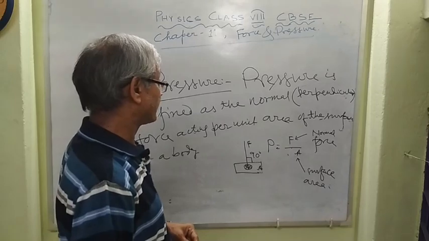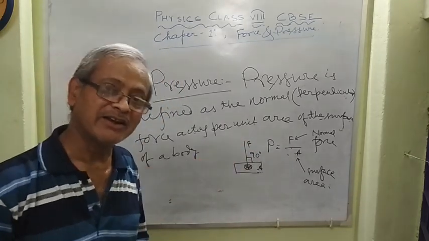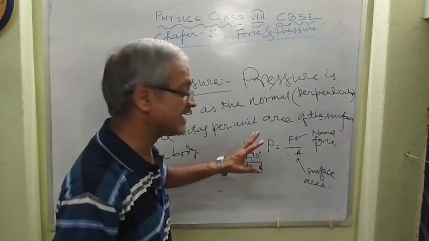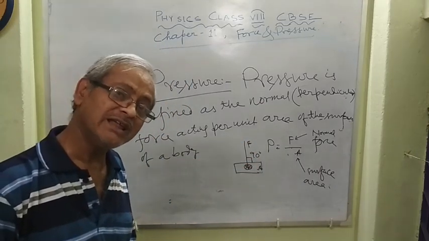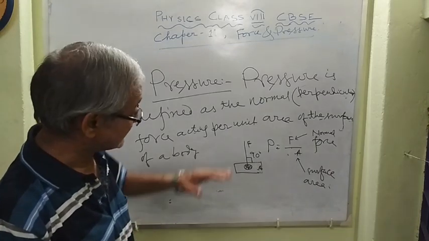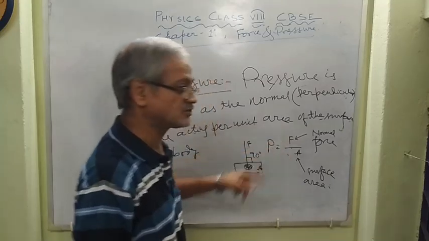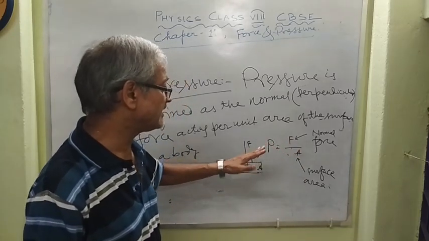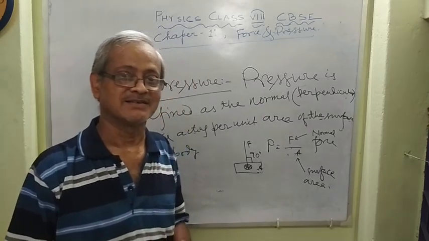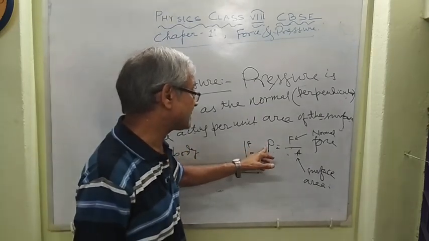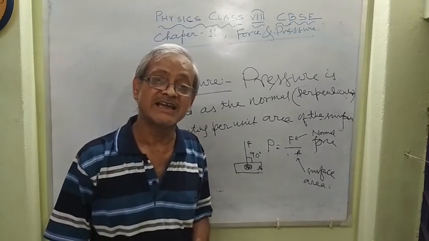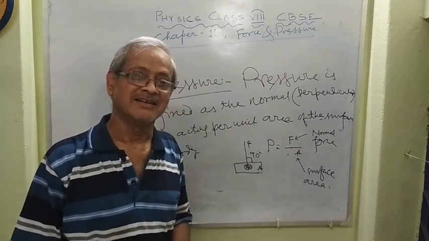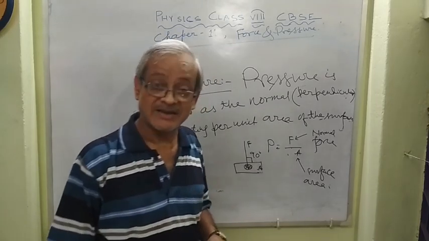Now, is pressure a scalar or a vector quantity? Pressure is always a scalar quantity because it has only magnitude but no direction. In this case, we take the normal force. The direction of force is mentioned already. If the direction of force is oblique, then each component is taken normal to the surface. Hence, pressure is a scalar quantity, not a vector quantity. No direction is required to define pressure.